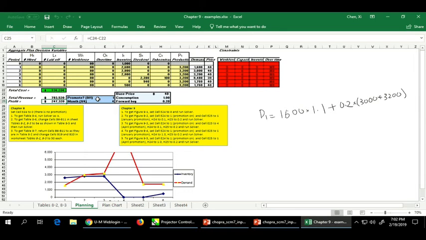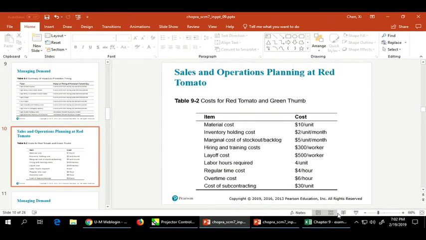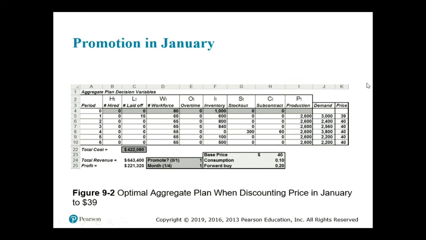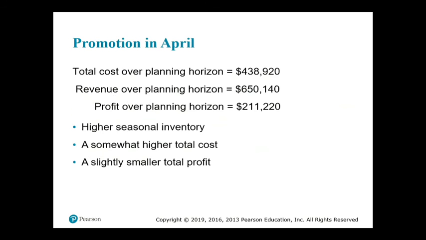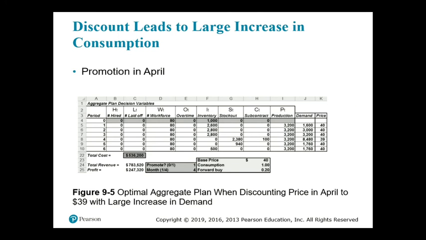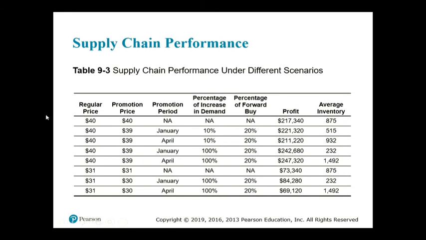All right, so you can also look at other scenarios. For example, change the base price, in our slides. So we can look at all these different scenarios. So the regular price, whether it's $40 or $31.